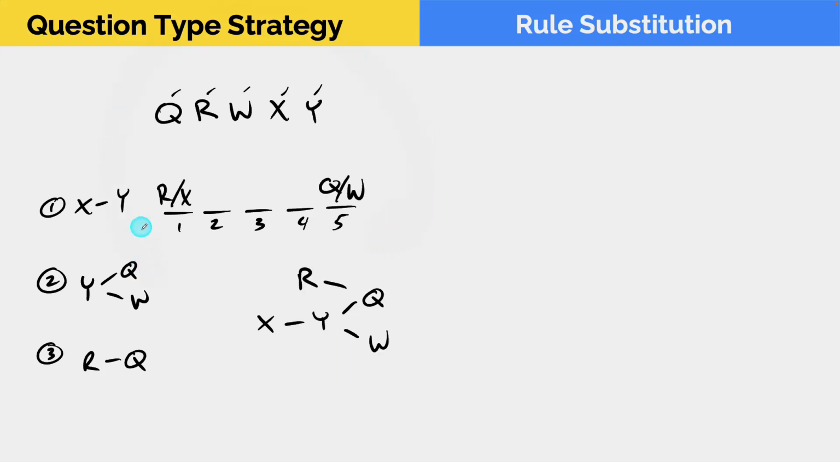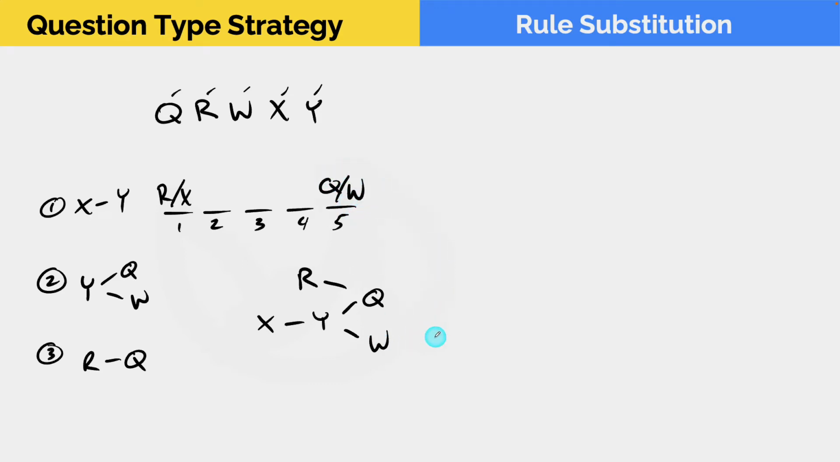So here we have a basic 5-letter ordering game. The rules were: X is before Y, Y has to come sometime before Q and W, and R is before Q. After you put those 3 rules together, you come up with a chain like this. And then if you think about who could go first and who could go last, you'll see that R or X are the only ones that could go first. Q or W are the only ones that could go last.